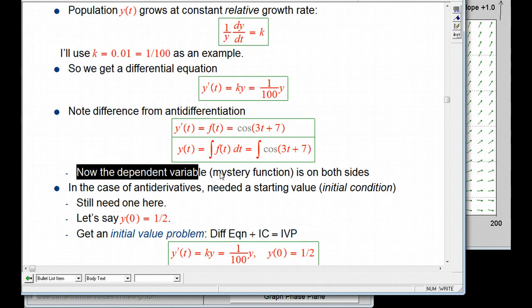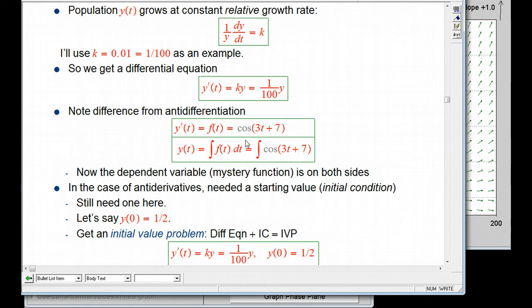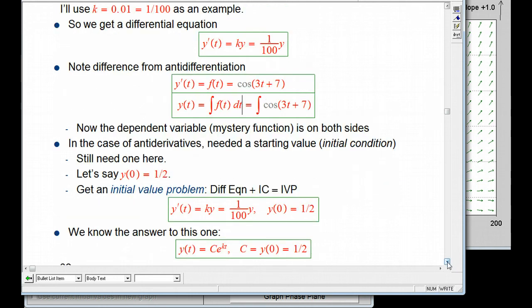Okay, so here's what I was just saying. The mystery function y is on both sides up here, as opposed to the anti-differentiation story. Now, there are things we can learn from anti-differentiation. It's really tightly connected with this story still. And in particular, this situation does not specify y of t. Think about the population example. If I say the relative rate of growth of the population is 0.01 per year, 1% per year, that's what that means.